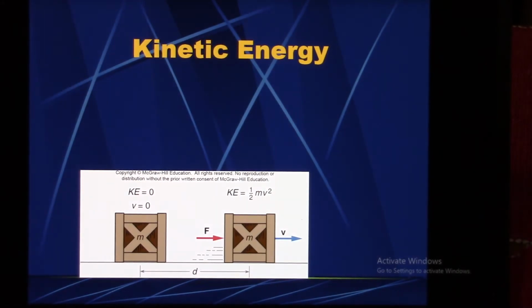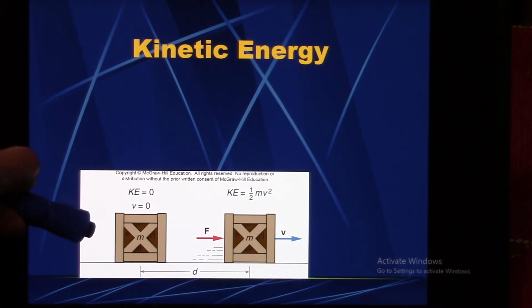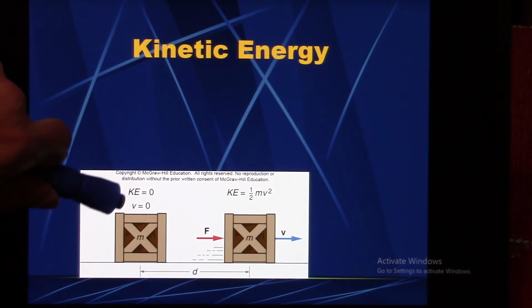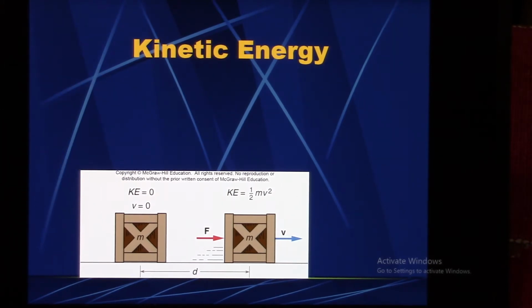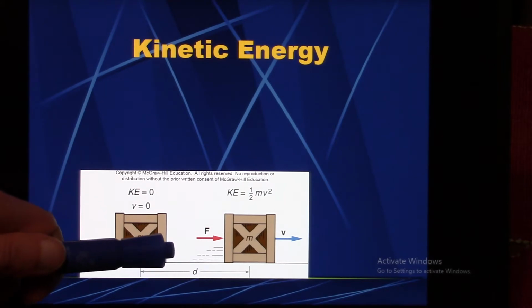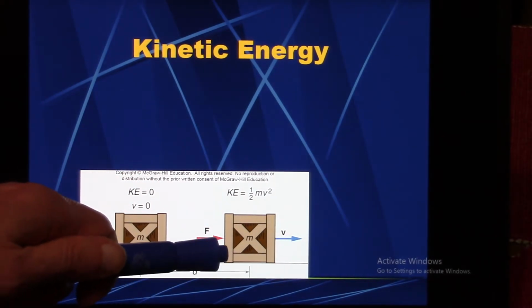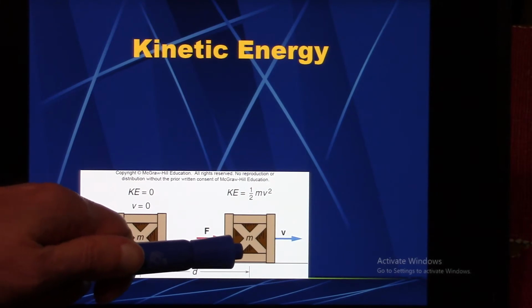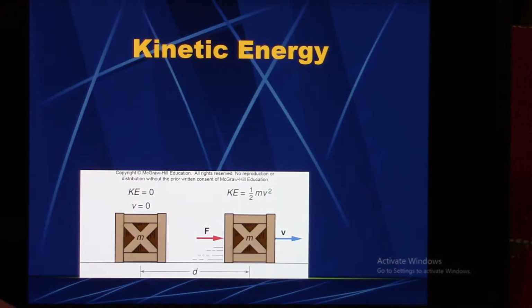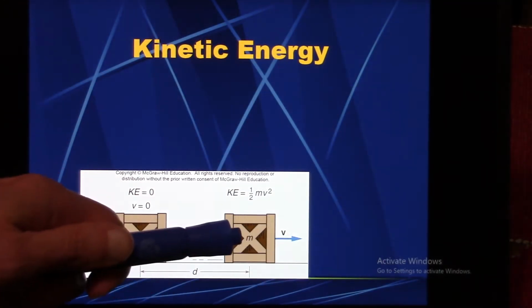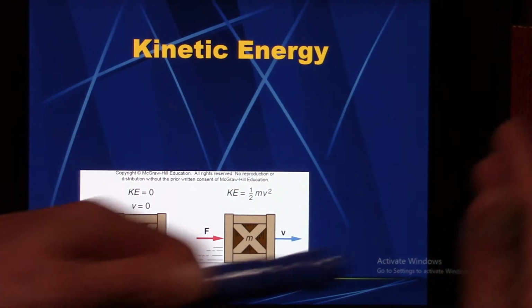Okay, kinetic energy. You may have heard this term, kinetic energy. So here you have a crate sitting here. The velocity is 0, the kinetic energy is 0. It's just sitting there, it's not doing anything. But if it's moving, now it has kinetic energy. It has kinetic energy because it could hit the wall and make a hole in the wall, or it could hit something else and move that.